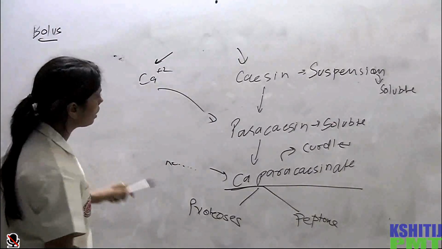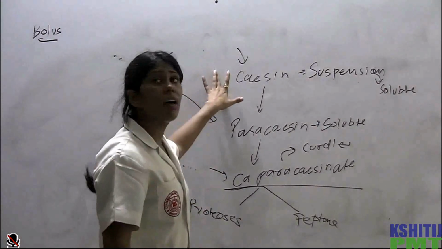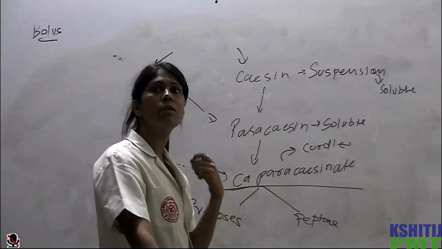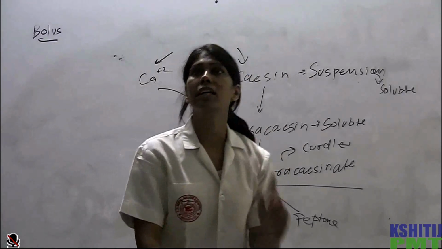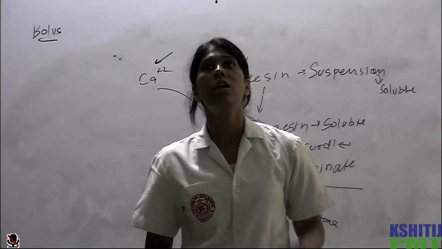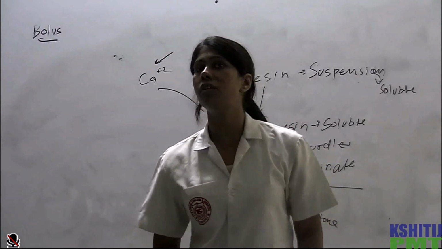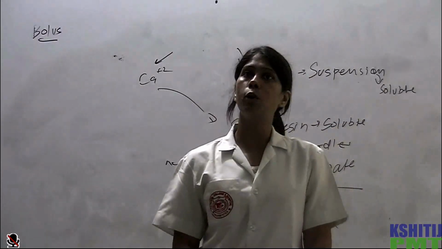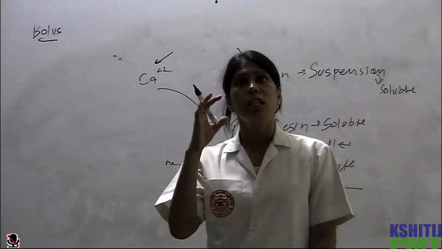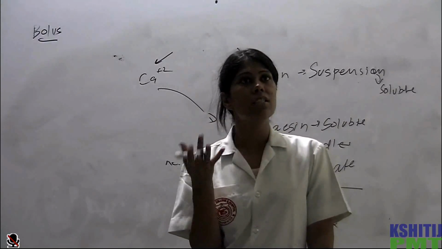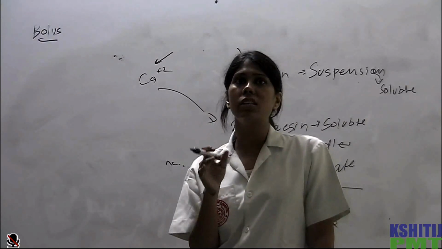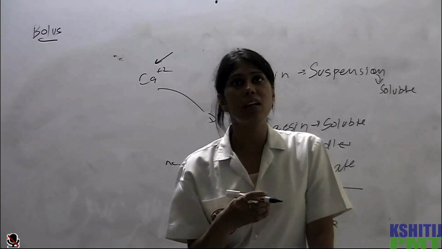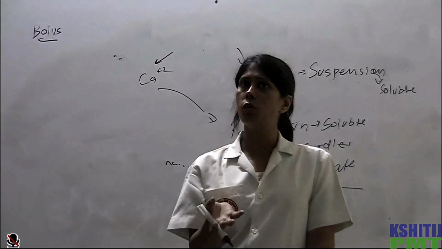Now just a summary for that. As we discussed, we have pepsin. Pepsin acts upon the proteins directly, and it converts the proteins into what? Proteases and lactose. After that, the second part, where it only acts upon the milk protein. First of all, this milk protein, called casein, is converted into para-casein, a soluble form. After that, it is converted into para-caseinate, that is in the form of curdles.